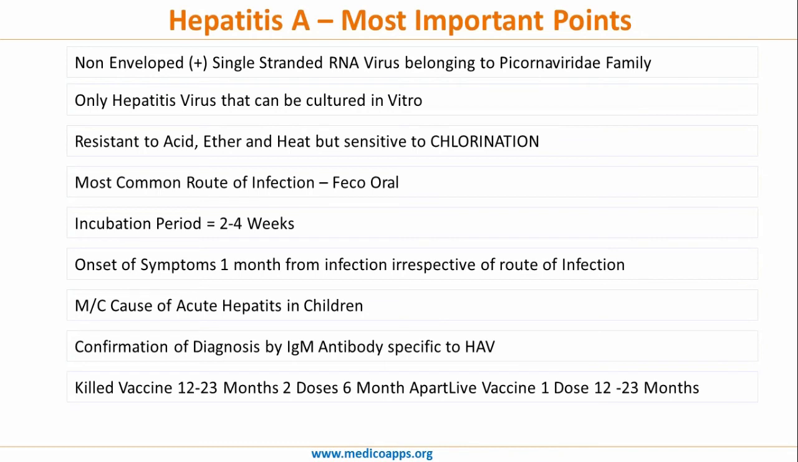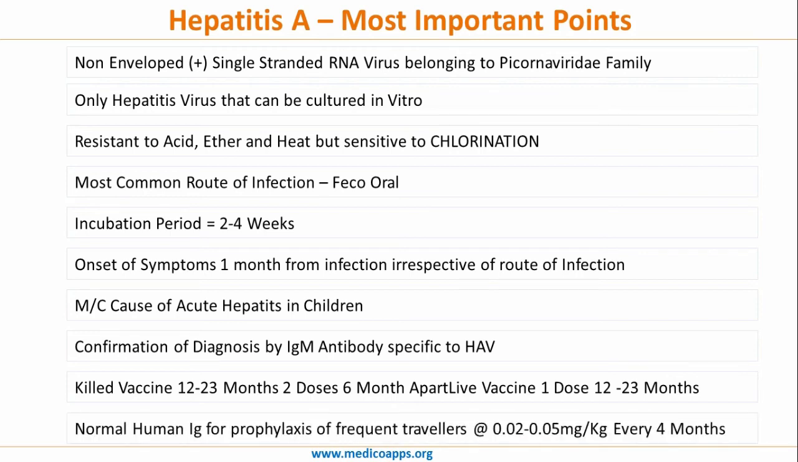There are 2 vaccines: killed vaccine given in 2 doses, at 12 to 23 months of age, and the duration between 2 doses is around 6 months. Live vaccine is a 1 dose vaccine given anytime between 12 to 23 months of age. For prophylaxis, normal immunoglobulin is given to frequent travelers at the dose of 0.02 to 0.05 milligram per kg body weight every 4 months.